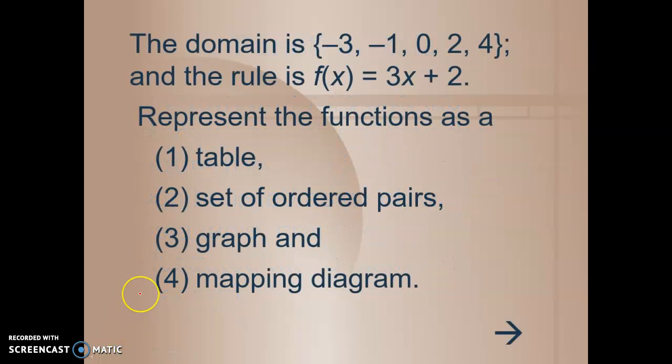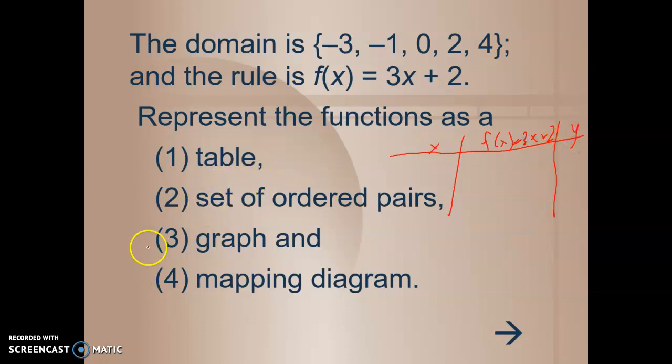So let's try one. The domain in this particular problem is -3, -1, 0, 2, and 4. And the rule is f of x equals 3x plus 2. In order to solve this, we would, again, make a table here, a t-chart. We would make our first column with our x, our middle column with our function rule, which in this case is 3x plus 2. And our final column would be the y, or the range value that we're going to get when we plug and chug.